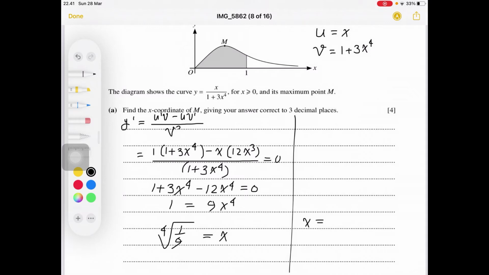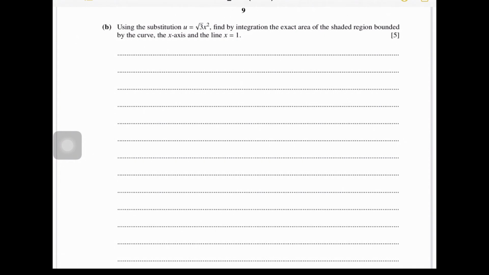The value of x correct to 3 decimal places is 0.577. B. Using the substitution u equals square root of 3 x squared, find by integration the exact area of the shaded region bounded by the curve, the x-axis, and the line x equals 1.